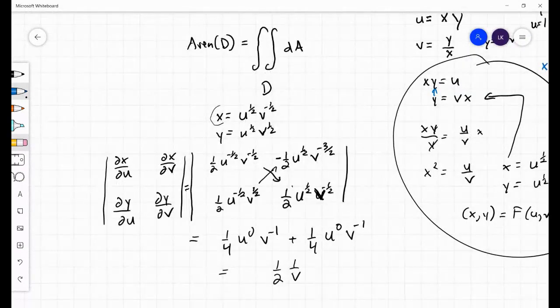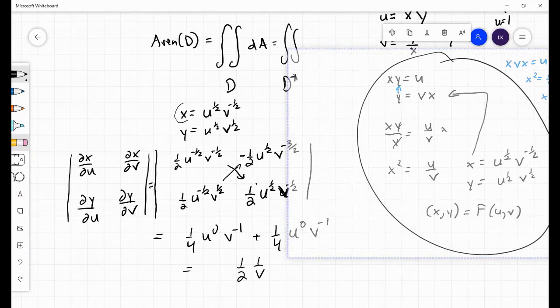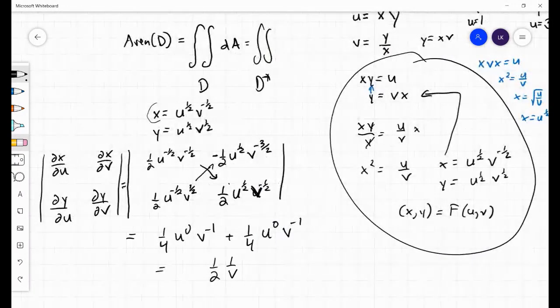Right, so now we're ready. So this is the integral over D star, the absolute value of the Jacobian times, say, dv du, right? So that's now easy to do. Let me rewrite it here.